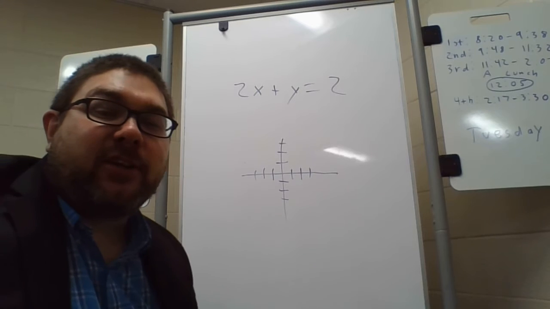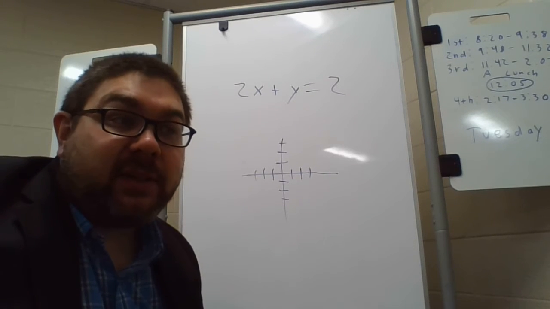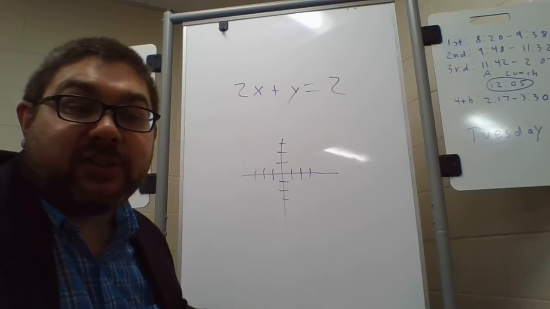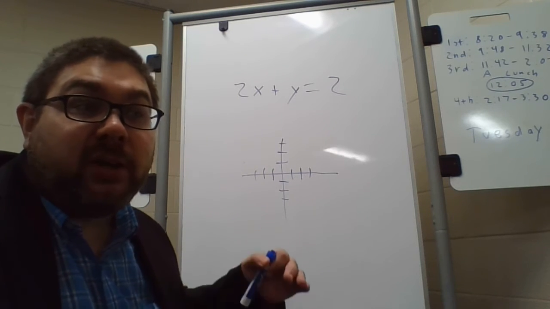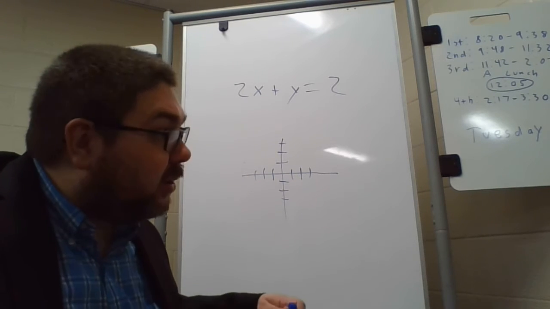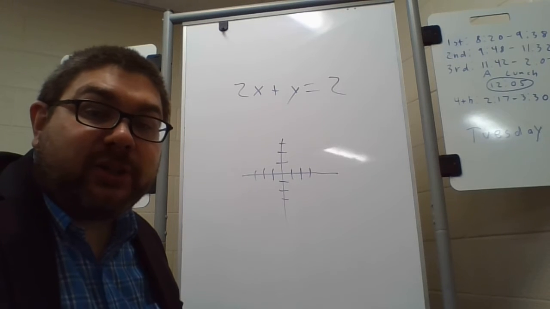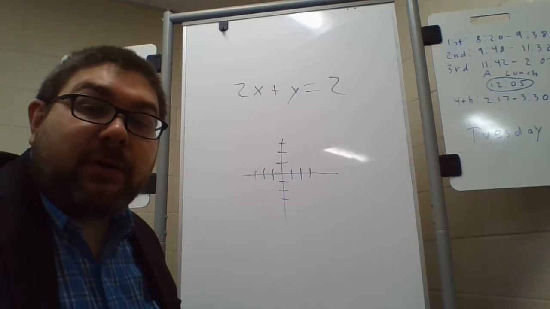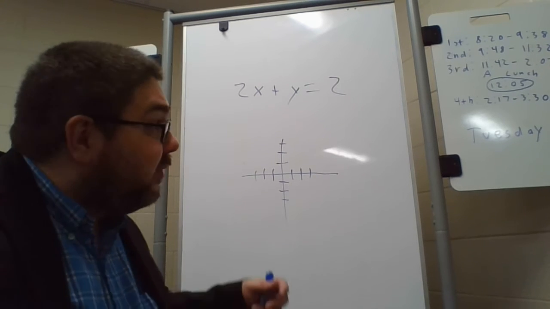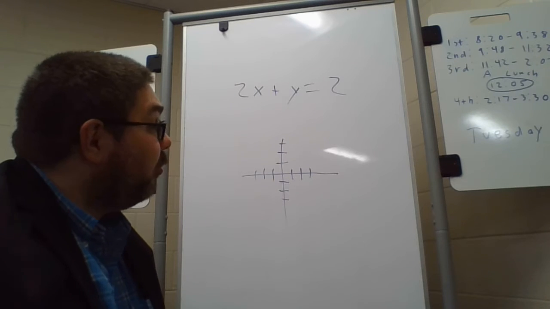So, graphing linear equations we've talked about before in class, so hopefully you know how to do that. That's where you find the y-intercept, make a point, find the slope, and use it to make a second point. Well, those are given to you in the linear equation, but what if they're not? Here's what I mean. This problem here is 2x plus y equals 2.